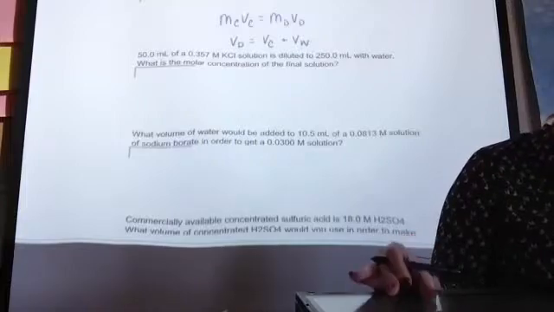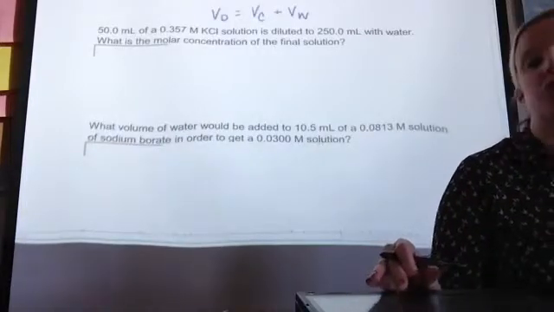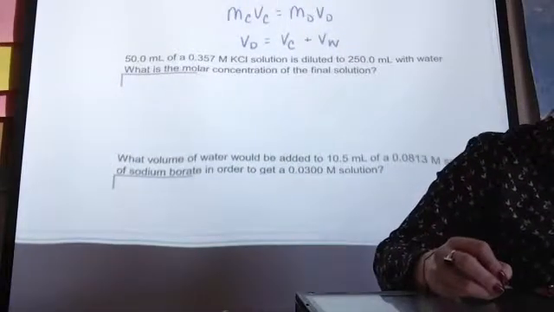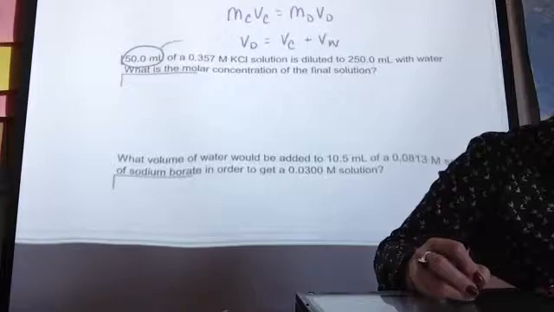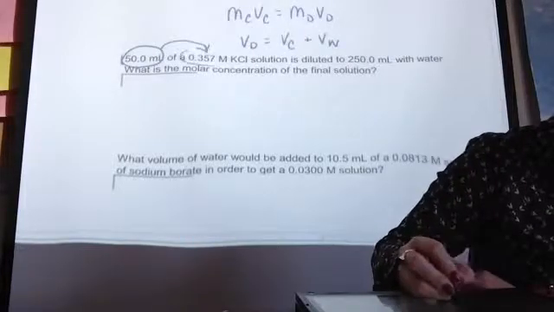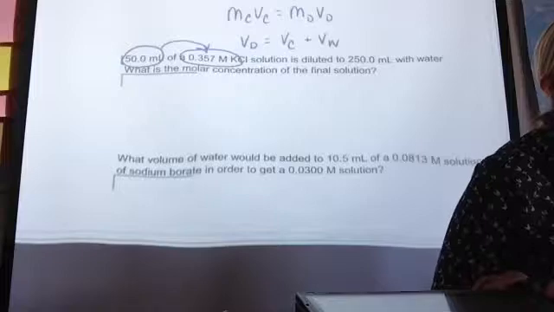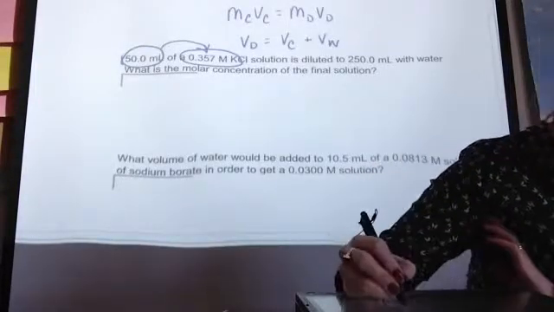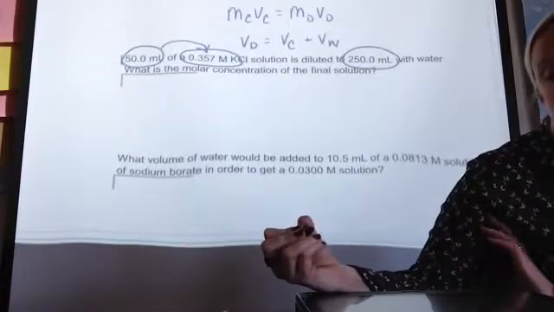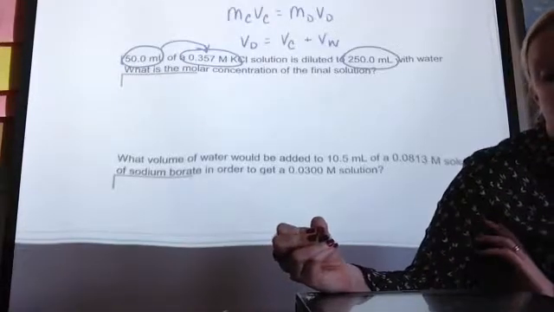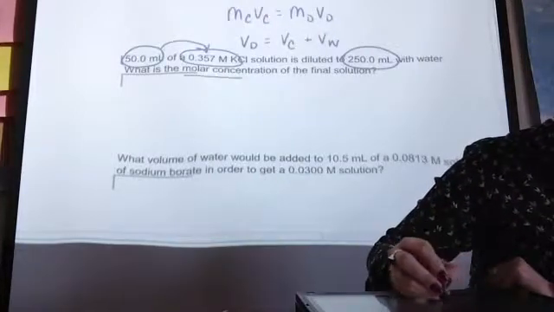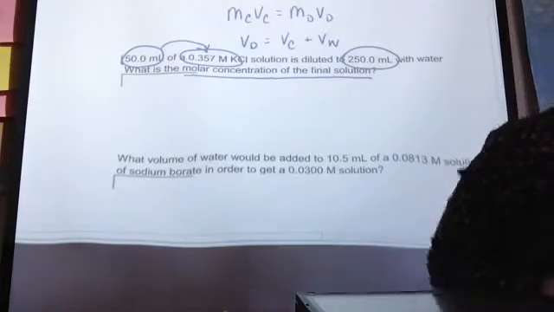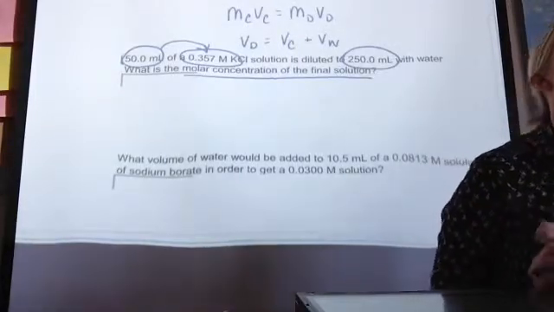So, let's start with a basic dilution problem. 50 milliliters of a 0.357 molarity KCl solution is diluted to 250 milliliters with water. What is the molar concentration of the final solution? Step 1, read the problem, circle what they give you, underline what they want.